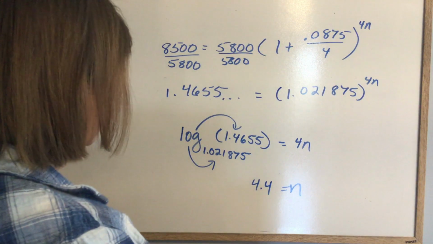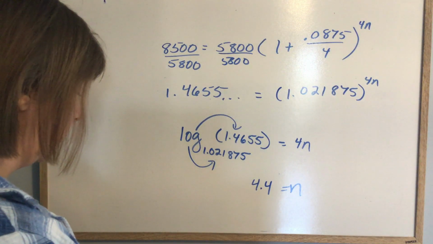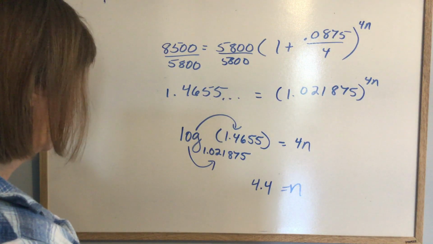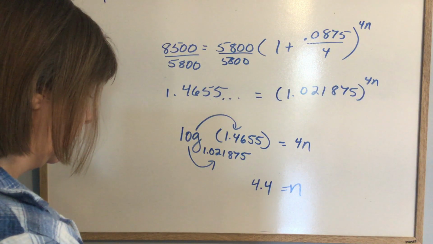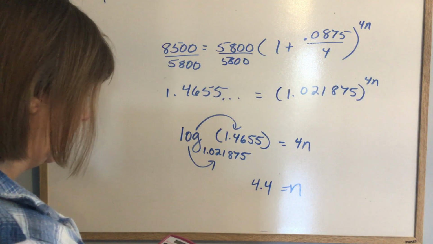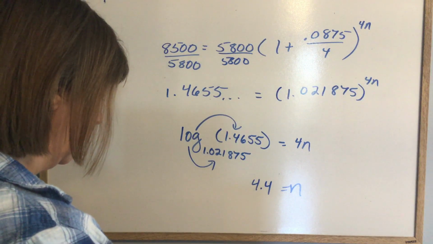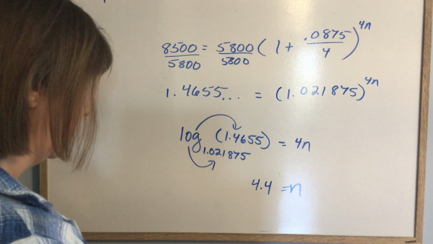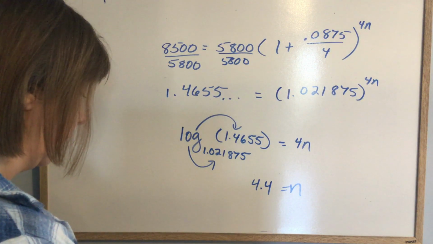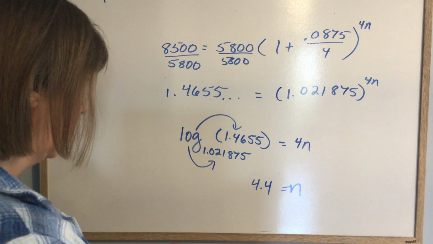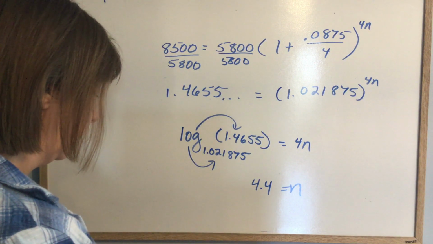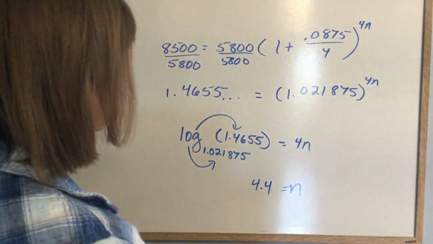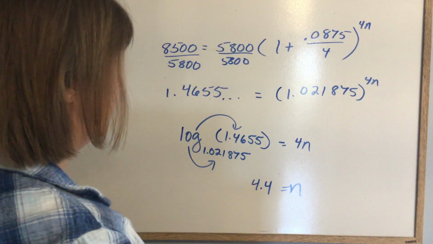Let me see. Log, and I'm gonna do this, of 8,500 divided by 5,800. And then I'm gonna divide that by log of 1.021875, and then I'm going to divide that by 4. Okay, I still get 4.4. Maybe the answer at the back of the book is wrong. Maybe I'm doing something wonky.